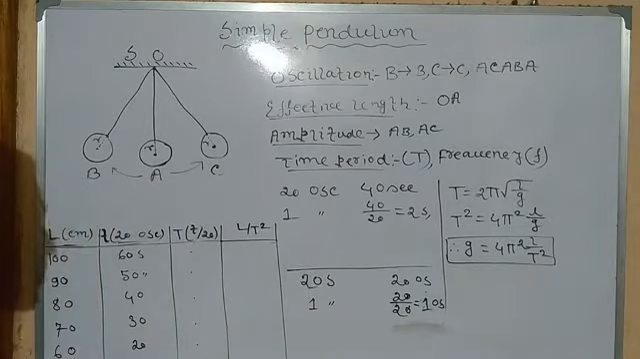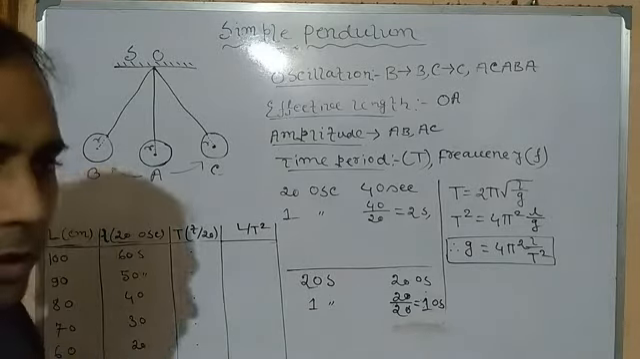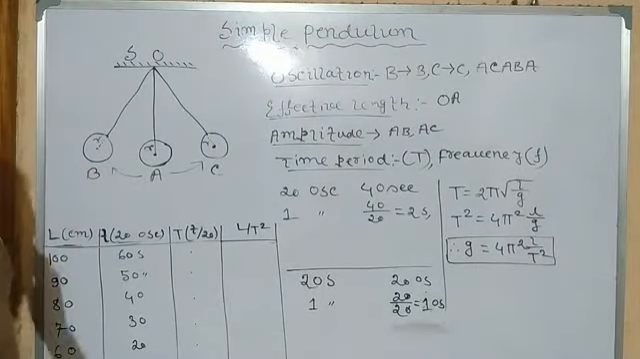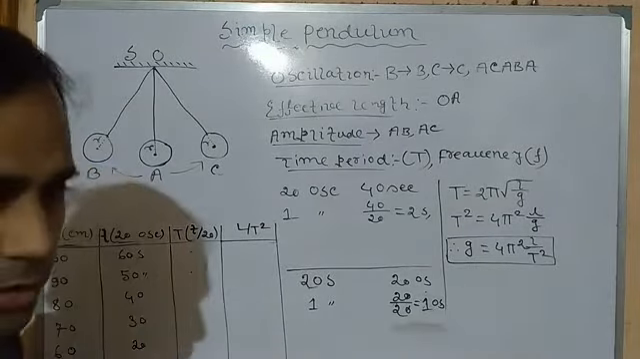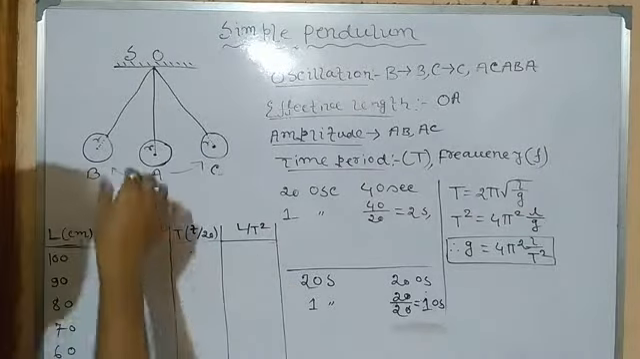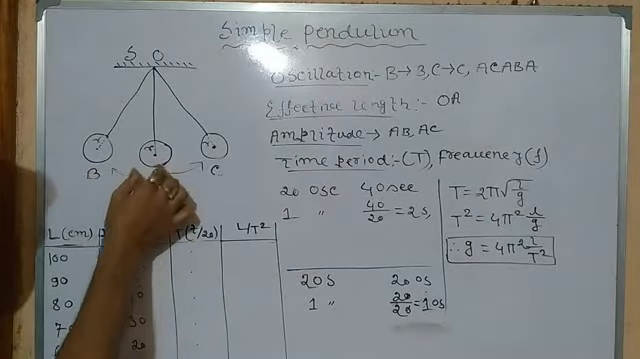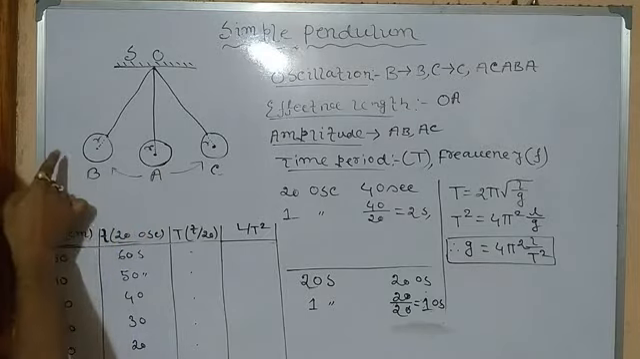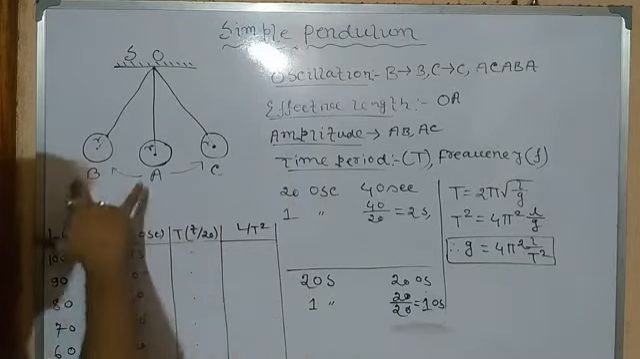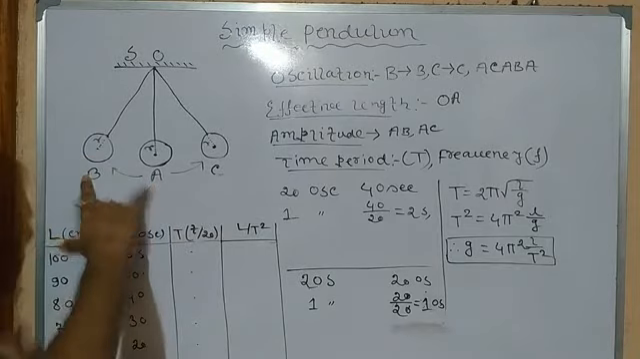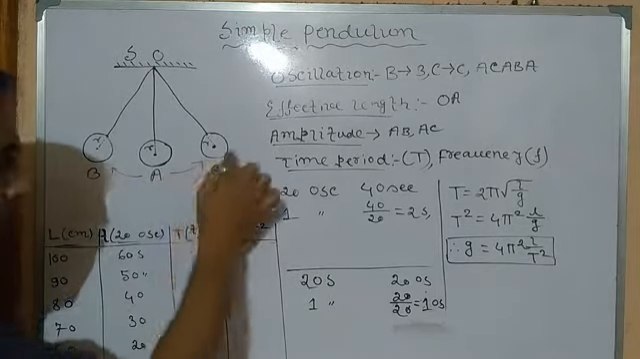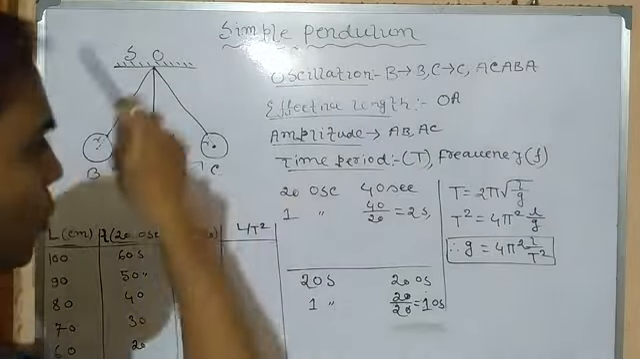Now amplitude. Amplitude is the maximum distance of any particle or body from its mean position, if it is displaced towards the left side or right or up or down. Maximum distance. Clear? So if we displace the bob from position A towards the left side, it will cover a maximum distance, then it will return back. So this distance AB is called amplitude, or towards the right side AC, this is called amplitude. Clear?